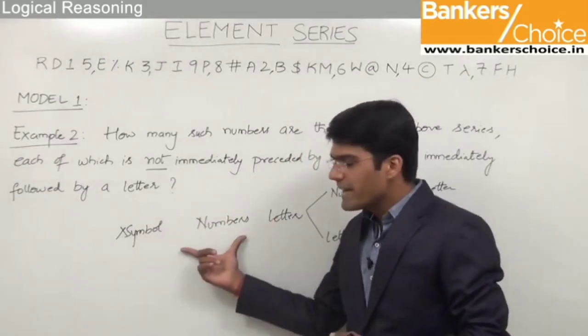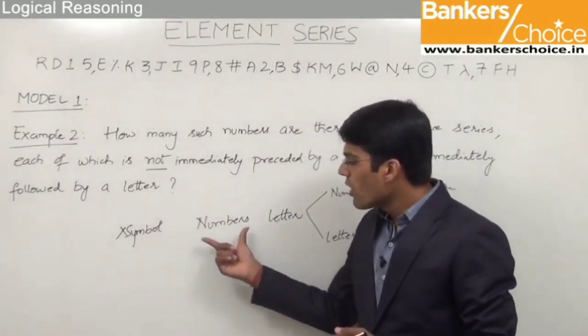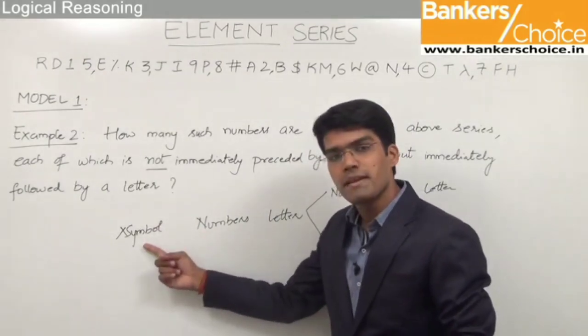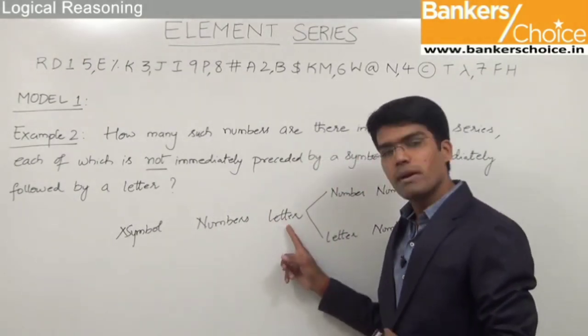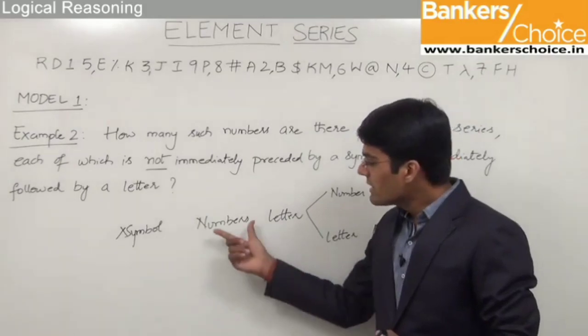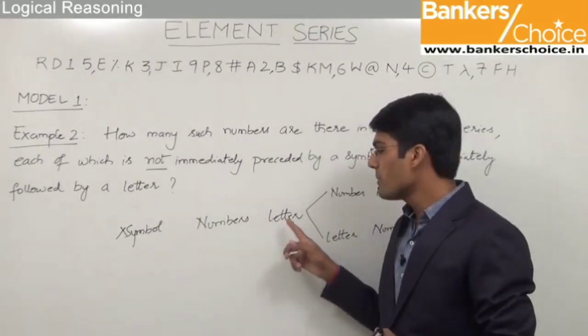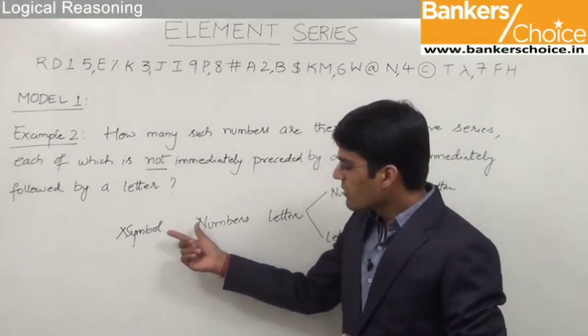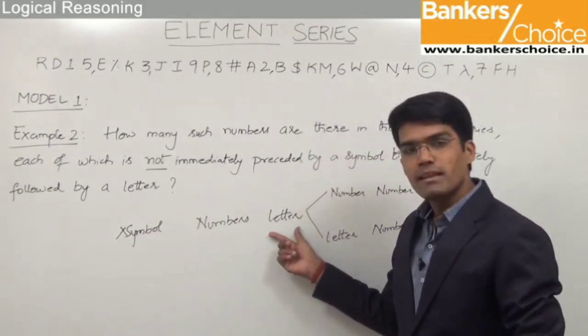The simplest way of finding out these triplets would be to go along with numbers in such a way that the number should not be preceded by a symbol, but it should be followed by a letter. The reason being, numbers are less when compared to the letters. So let us look at those numbers which are not preceded by symbol but followed by letter.